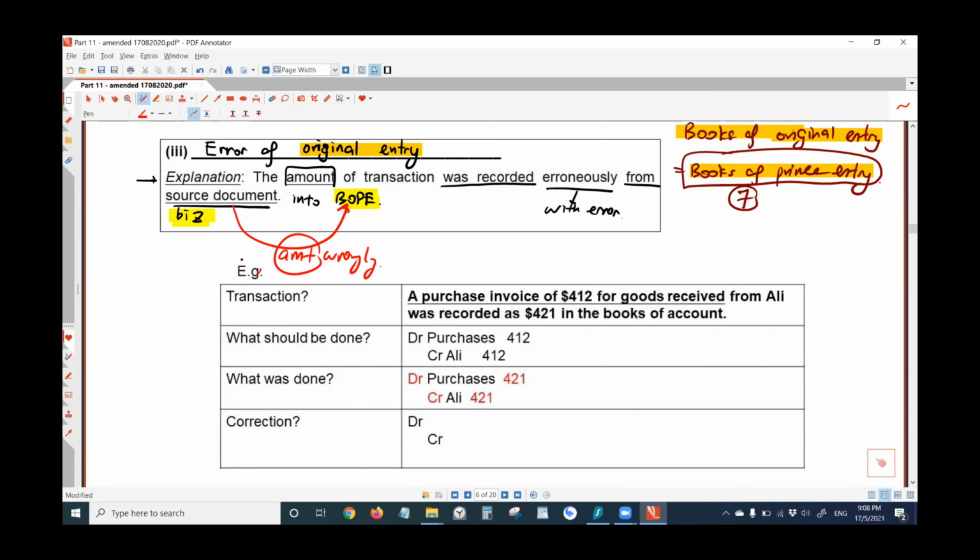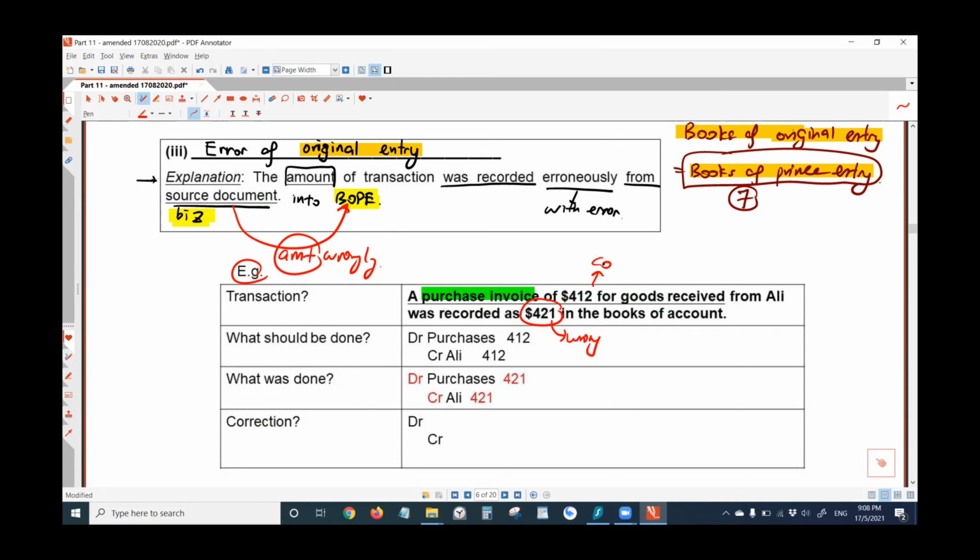Here is an example. It says purchase invoice for goods received from Ali was recorded as 421. 421 is the wrong amount.